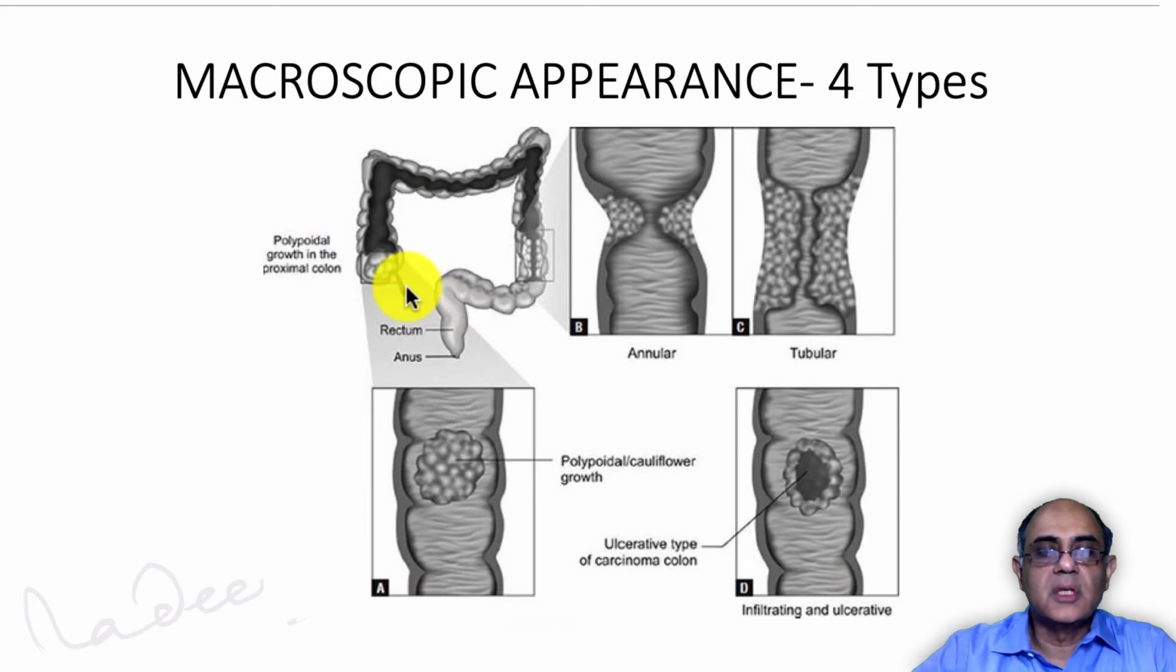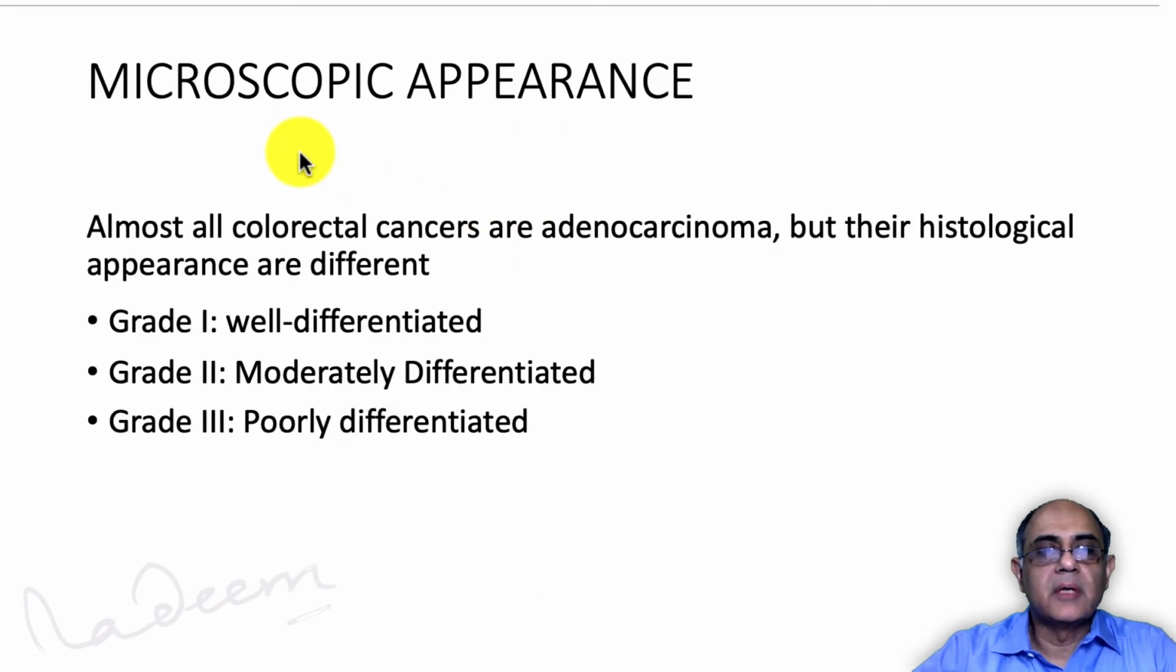So basically, when you see the tumor with the colonoscope, these four types you need to remember. It can be an annular variety, it can be a tubular variety, it can be a polypoidal or cauliflower growth-like variety, and it can be an ulcerative variety. So annular, tubular, cauliflower, ulcerative: four types you need to remember. Ulcers and cauliflower growths can bleed. Annular and tubular can obstruct. And when you see under the microscope, you will get well differentiated, moderately differentiated, poorly differentiated.